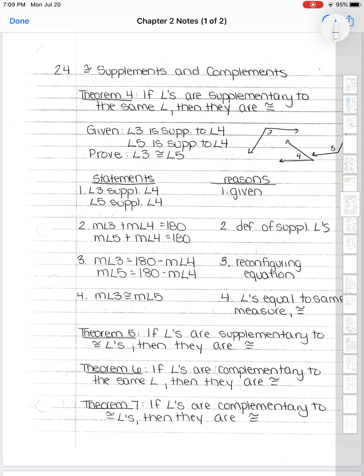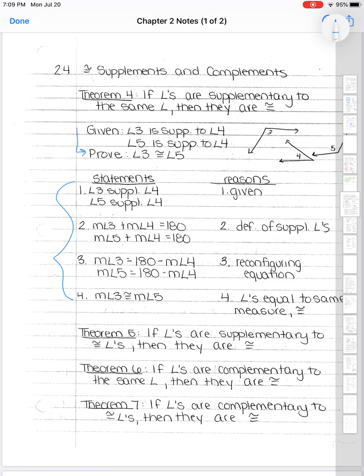So 2.4 is now going to take the idea of supplementary and complementary angles and kick it up a notch in terms of lots of theorems that are going to be associated with the supplements and complements of those particular angles. All right, so theorem 4 says if angles are supplementary to the same angle, then they are congruent to each other. So I'm giving you instances here.